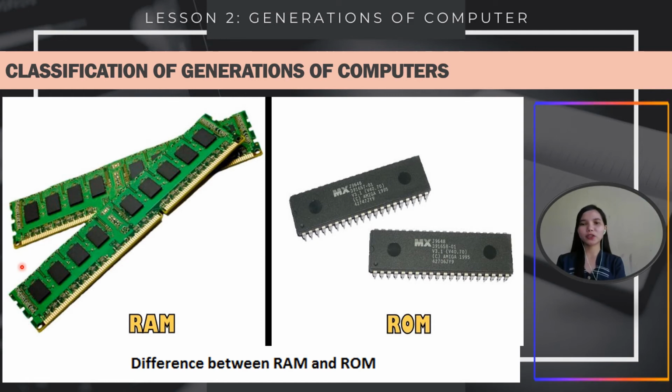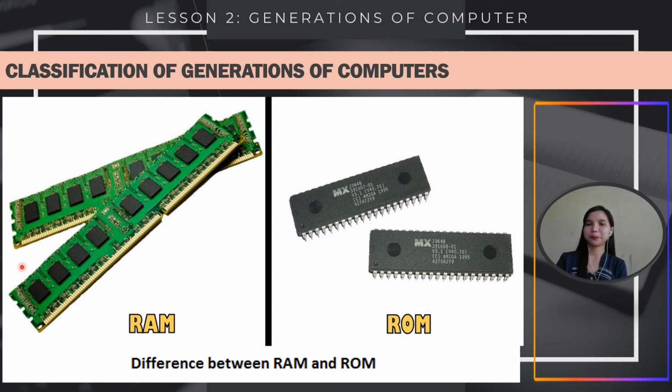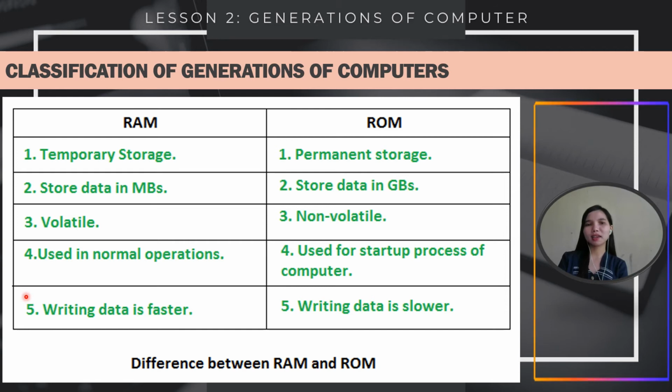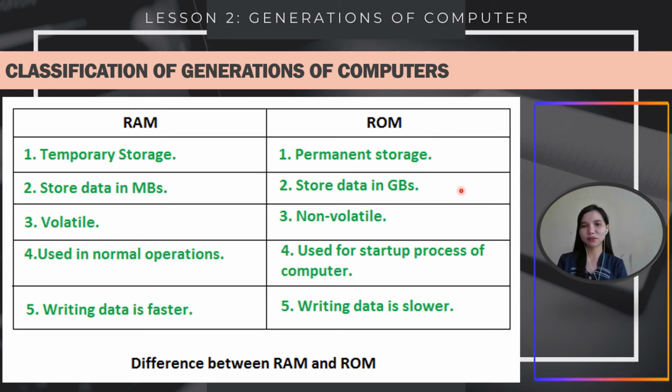Before we proceed to our fourth generation class, let's differentiate RAM and ROM, the random access memory and the read-only memory. Let's differentiate. RAM, guys, is temporary, then ROM is permanent storage. RAM stores in MBs, megabytes, and ROM in GBs, gigabytes. RAM is volatile and ROM is non-volatile.